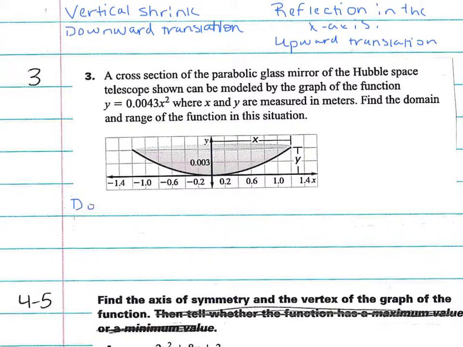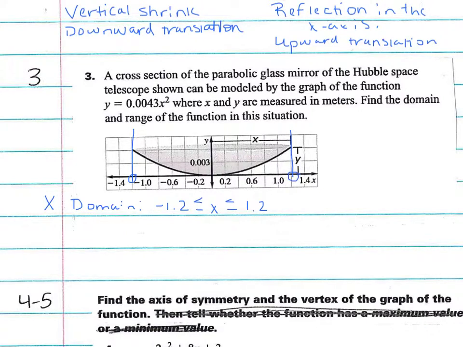So let's start with domain. Domain refers to the x values, and the x values go from left to right. Now, this particular graph does not have arrows on the ends, meaning that this is where it starts and this is where it stops. So it starts at -1.2. So -1.2 is less than or equal to x, which is less than or equal to positive 1.2. This is negative 1.2, and this is positive 1.2.